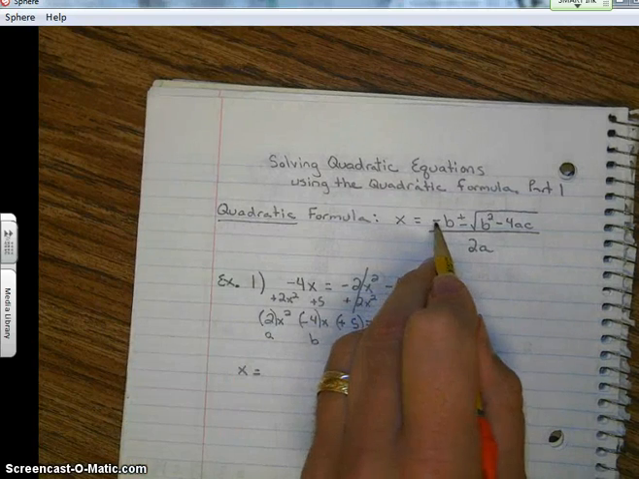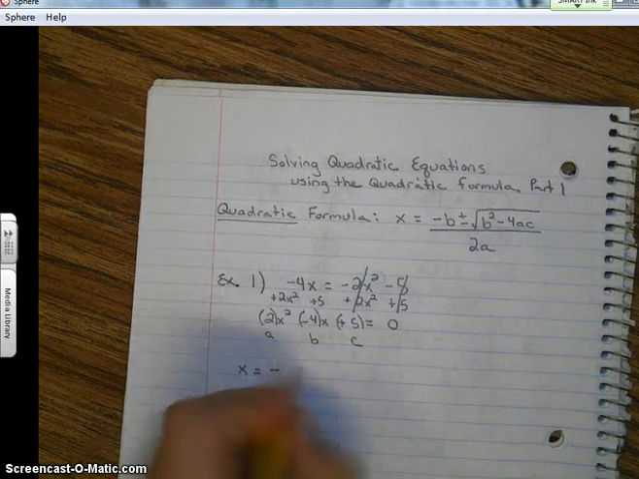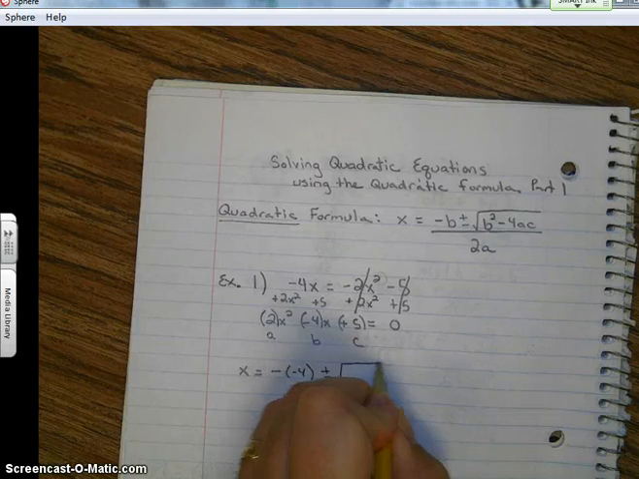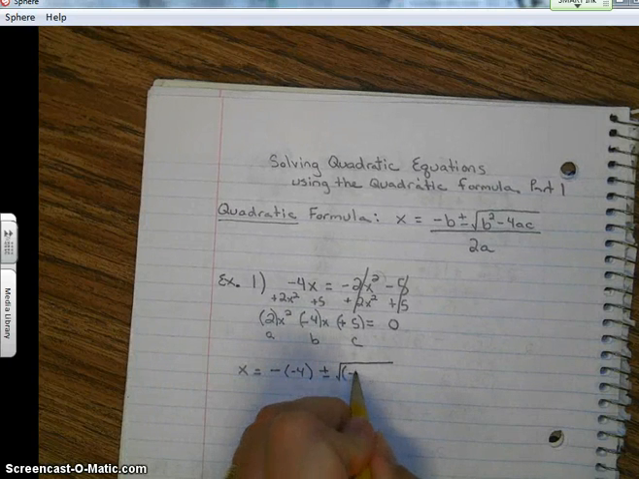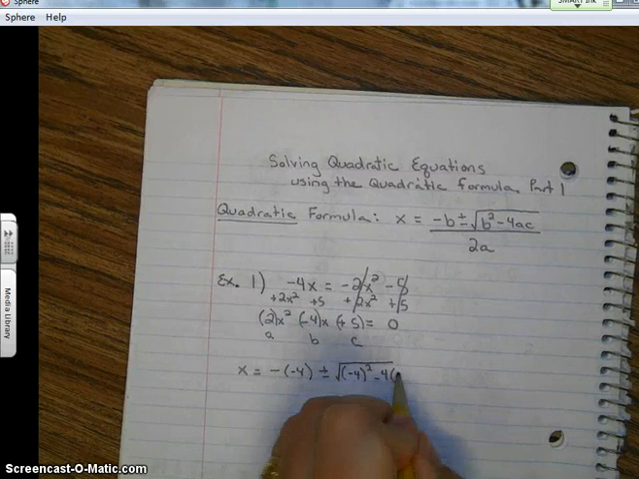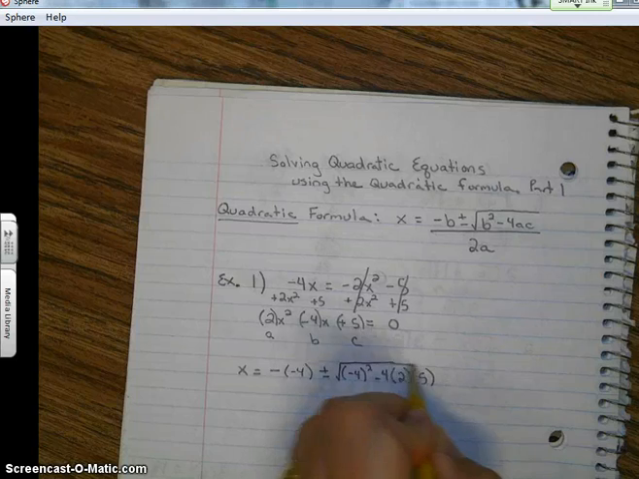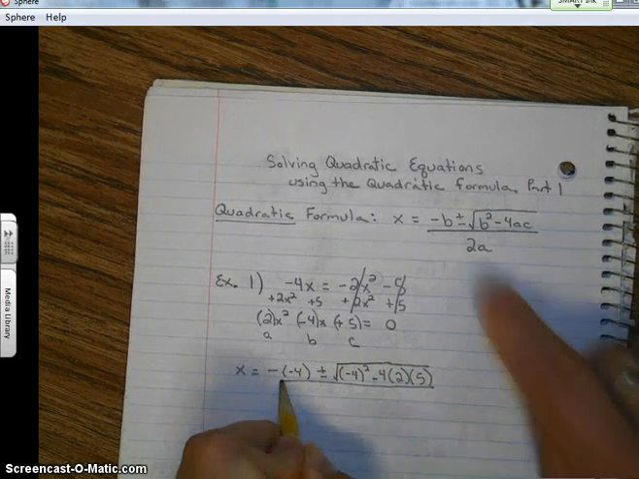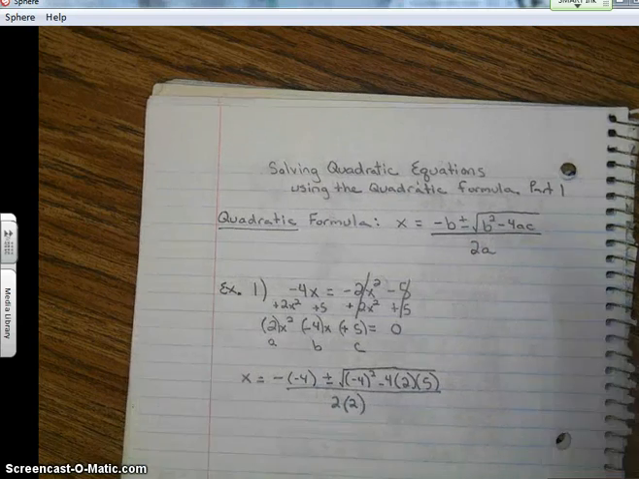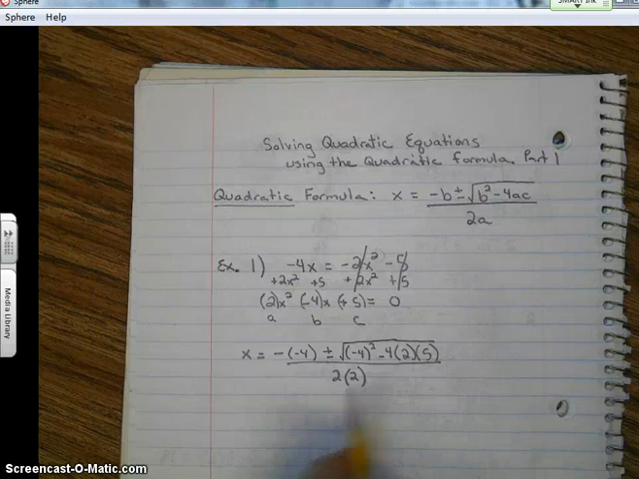So the negative is part of the formula. Then we input the B value, which in this case is -4, plus or minus the square root, input the B value, input the A value, and input the C value over, and then we have 2 times A, so 2, and then input the A value. Okay, so take a moment, make sure you understand. Also, it's a good idea to use parentheses for multiplication.